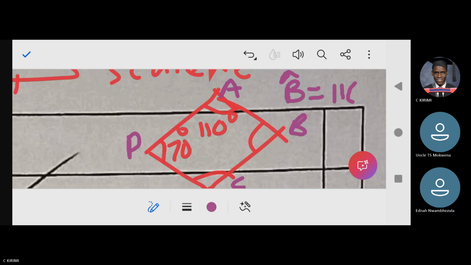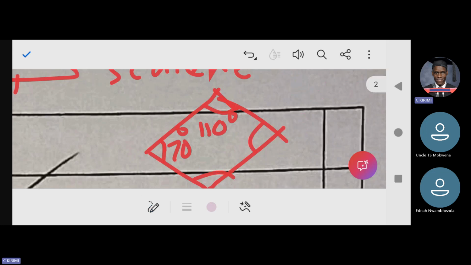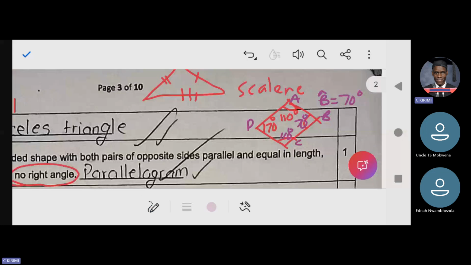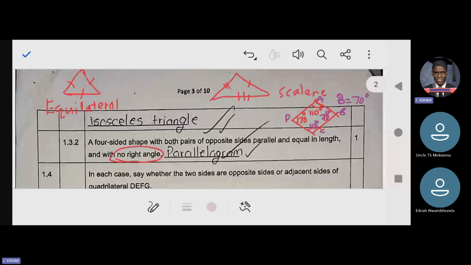Sorry. You said the opposite angles are equal. So that is 70 degrees. You must know that. Opposite angles are always equal, 70. And those angles which are adjacent are always supplementary, which means this angle is 110 degrees. Opposite angles are equal. You must know that for a parallelogram. It does not have 90-degree angles. That shape, we call it a parallelogram.